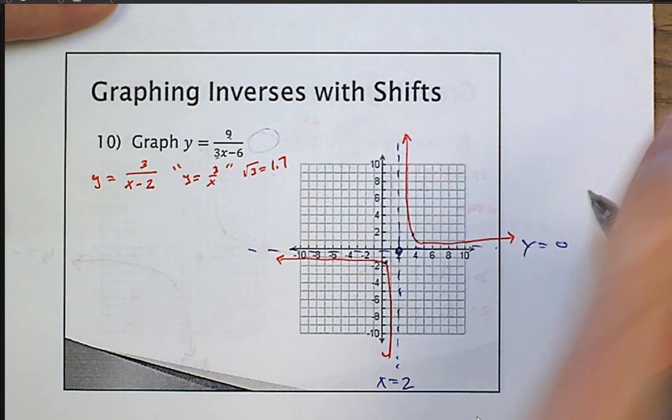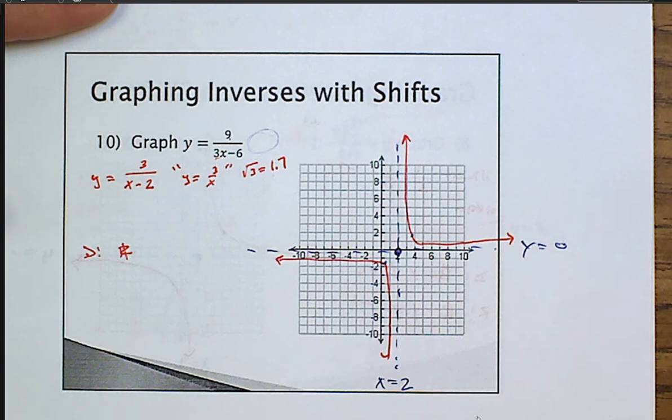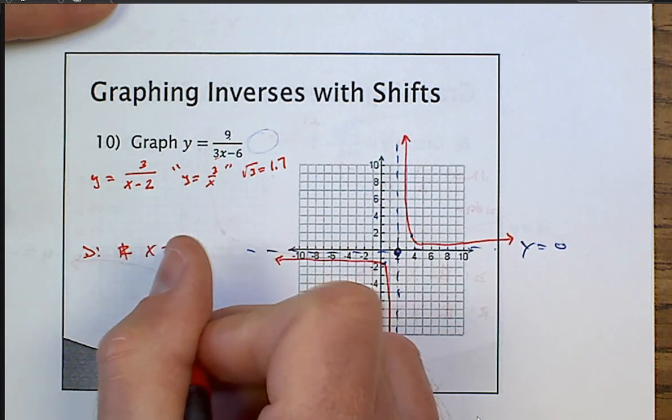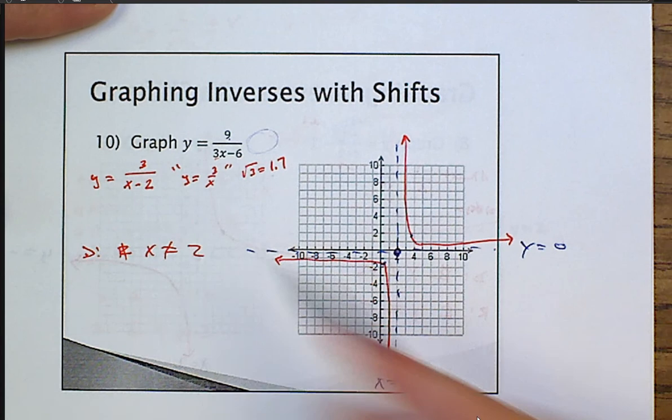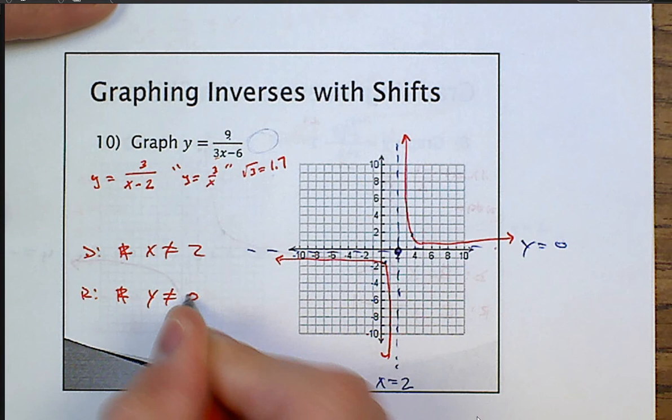Okay, there you go. Domain. Domain is x values, all real numbers. X can't be 2. I shifted it right 2. Range, y values, all real numbers. Y cannot be 0. I didn't have any shifts. Try number 11 on your own and we will be done.